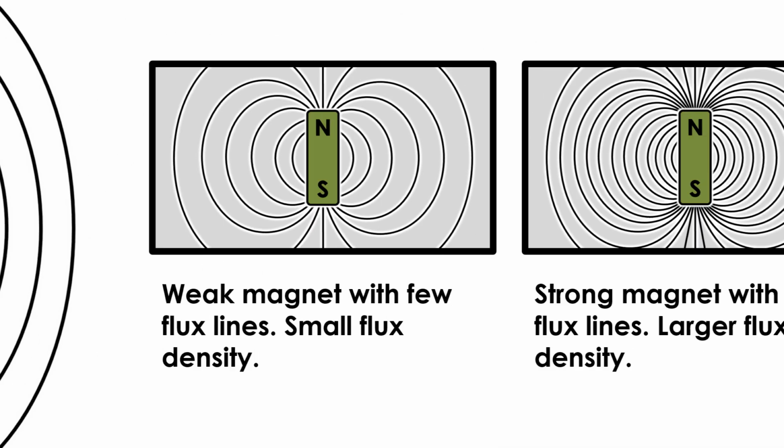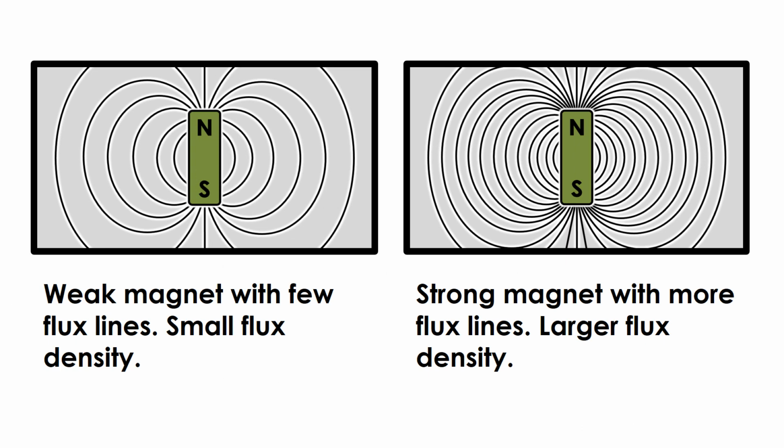The strength of a magnet is determined by the number of flux lines, or what we can also call the concentration of flux lines, which is the flux density. We can see two different examples here. In the example on the left, this is a weak magnet. The weak magnet has only a few flux lines, and we could also describe it as having a small flux density. The example on the right is the opposite. We could describe this as a strong magnet because it has a large number of flux lines, and we can call that a larger flux density.